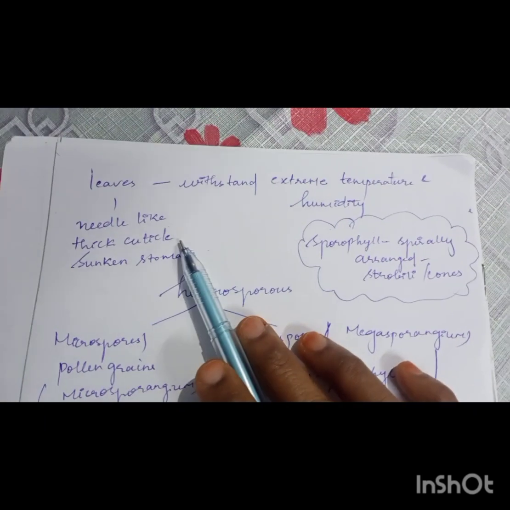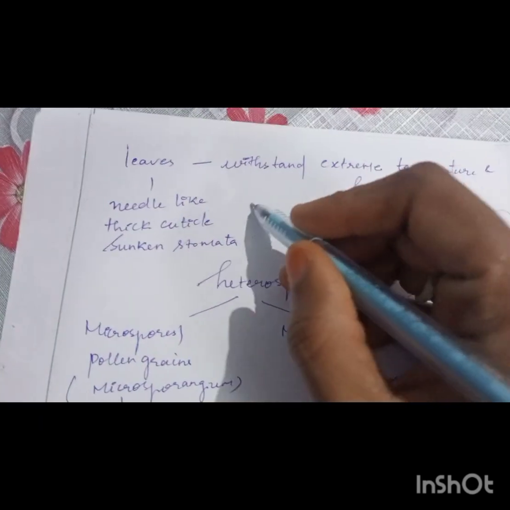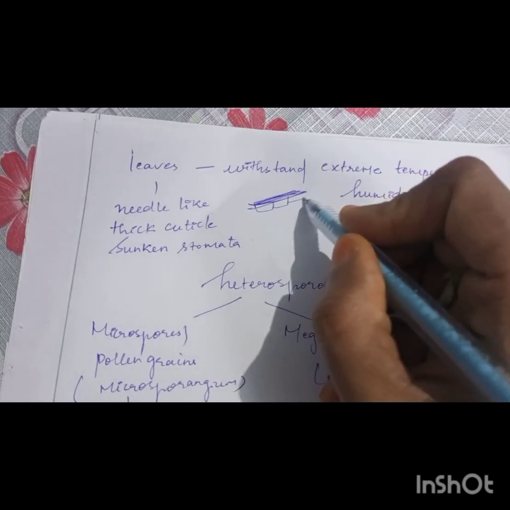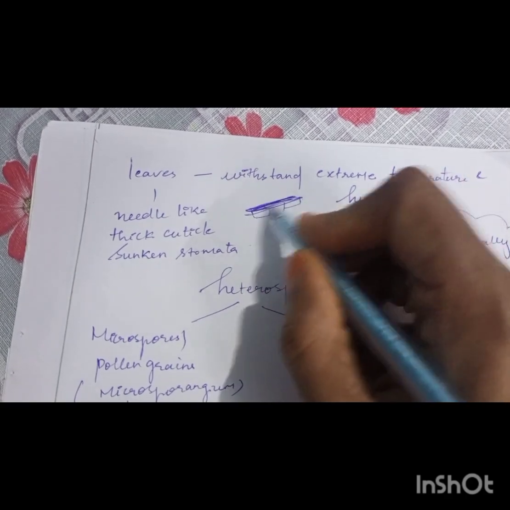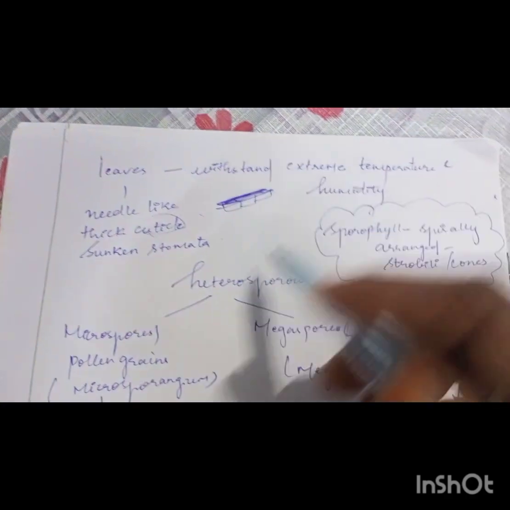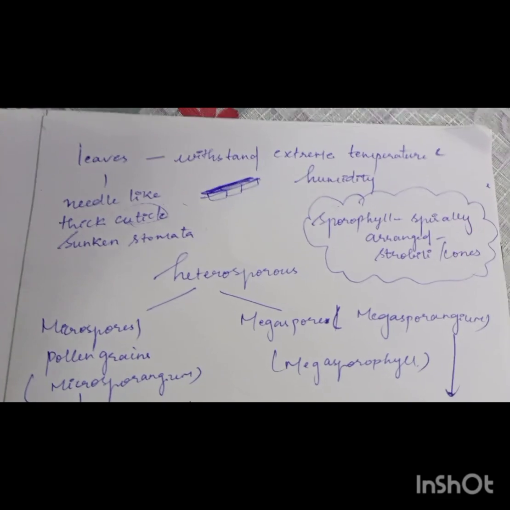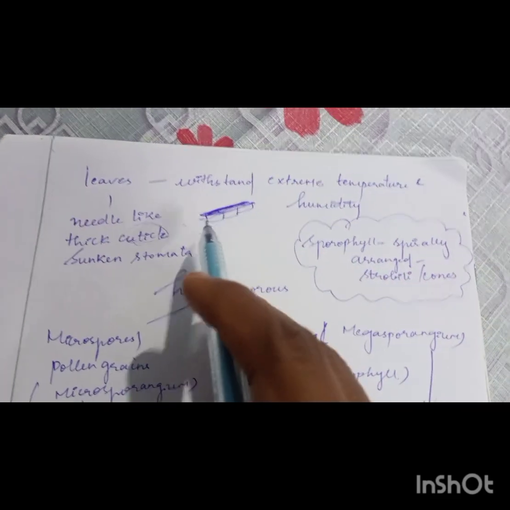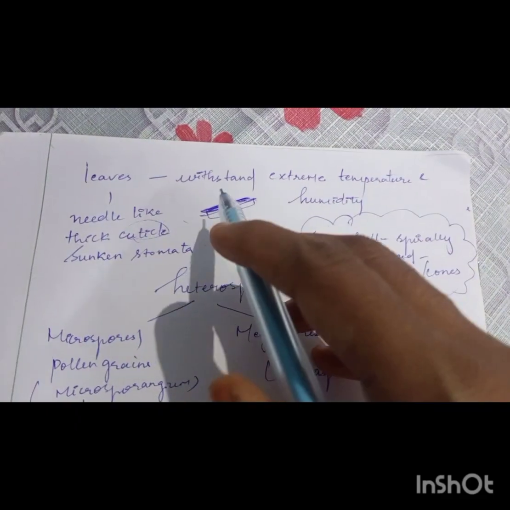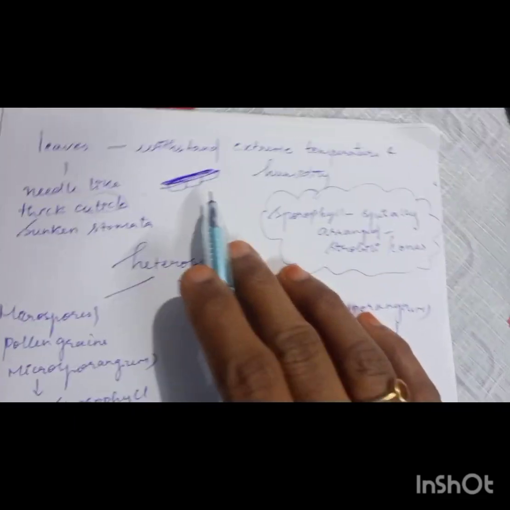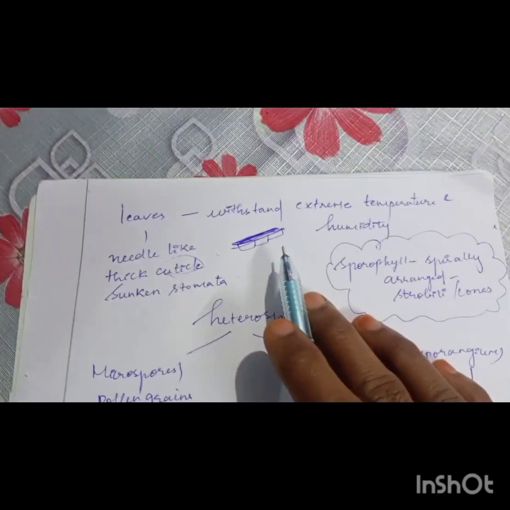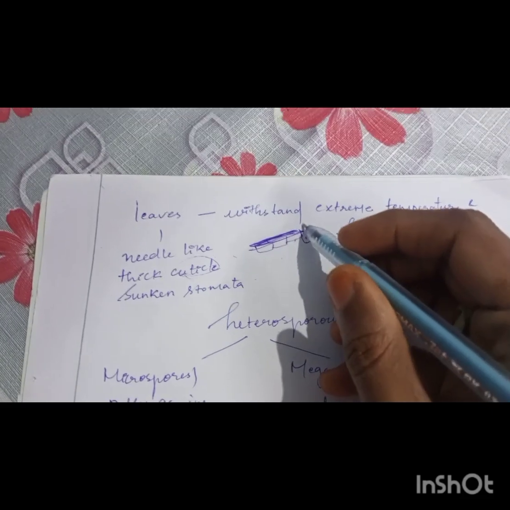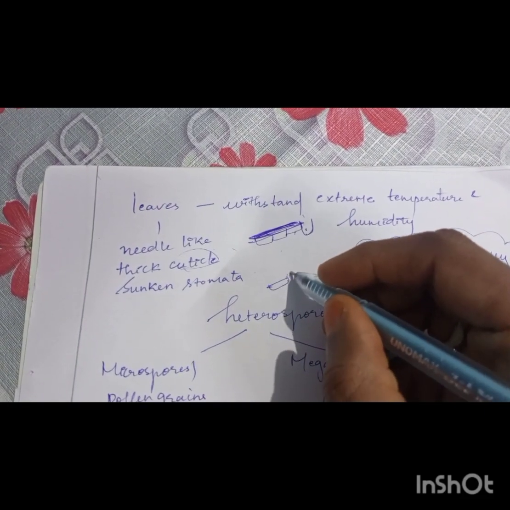So leaves are usually needle-like and have a thick cuticle. When you see in a microscope, the outer layer of the leaf is protected by a waxy coating called cuticle, and it will prevent excess loss of water, and it also helps to withstand extreme temperature and humidity. It also prevents the water from entering in, protecting the leaves from getting spoiled, from decaying, and it has sunken stomata. So when you see in the epidermis, usually the stomata will be like this.